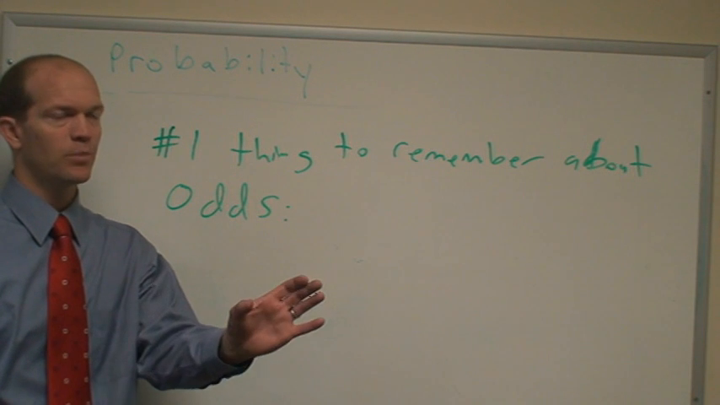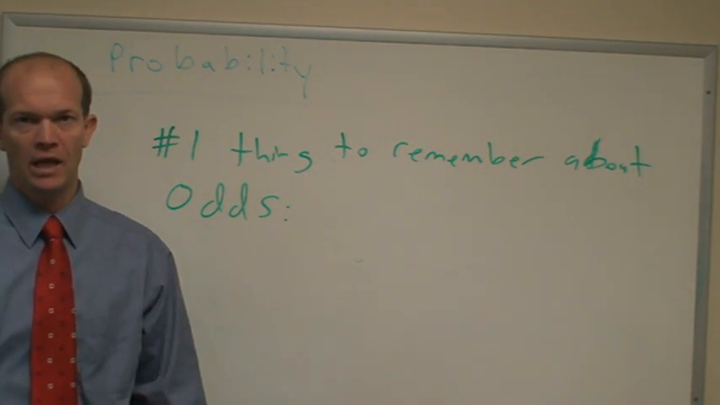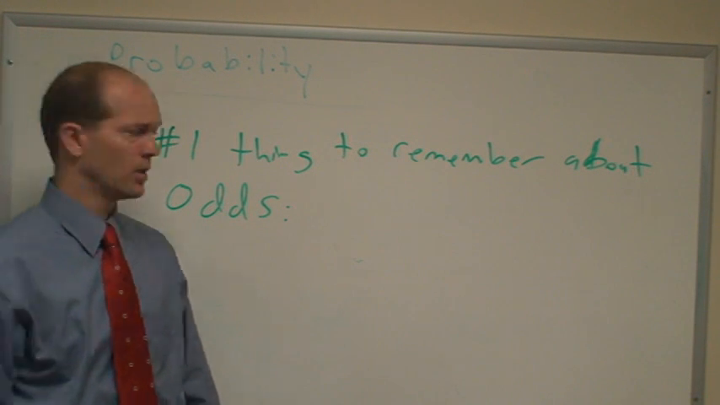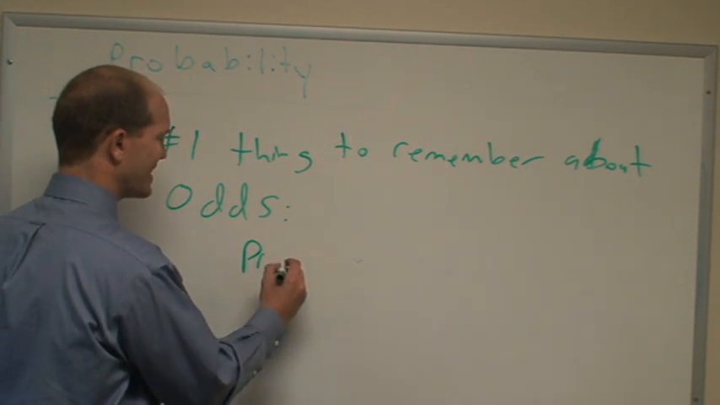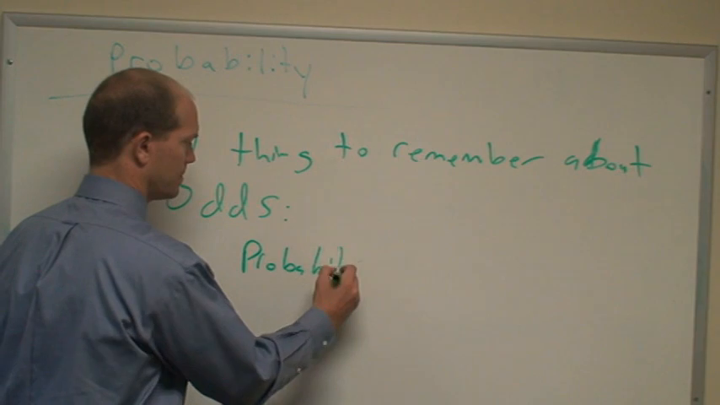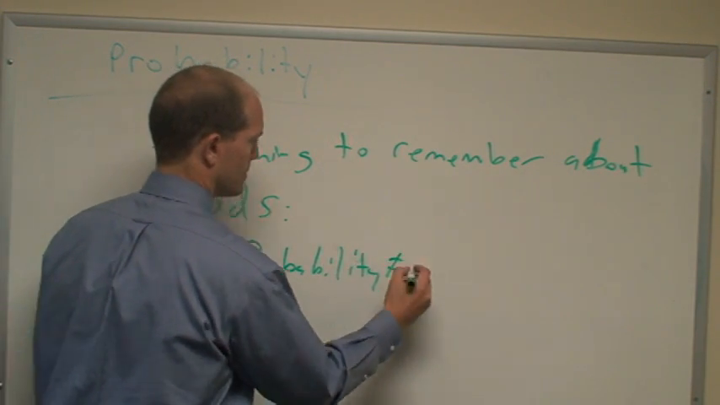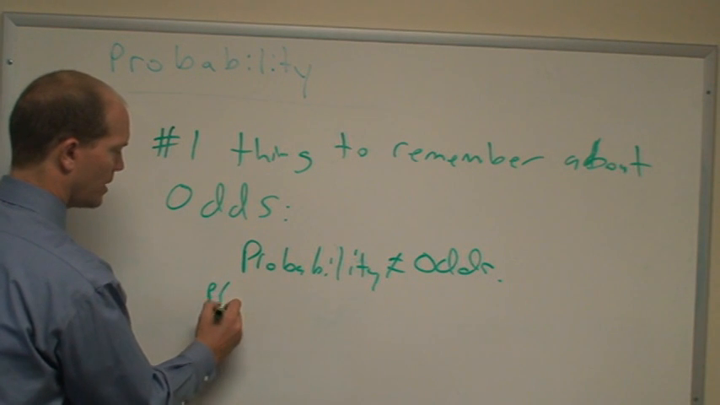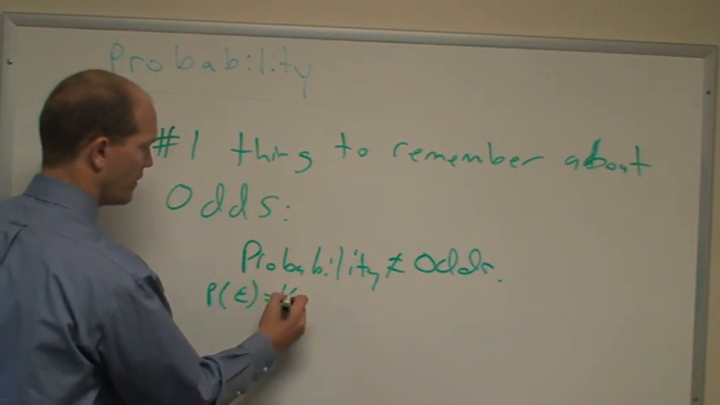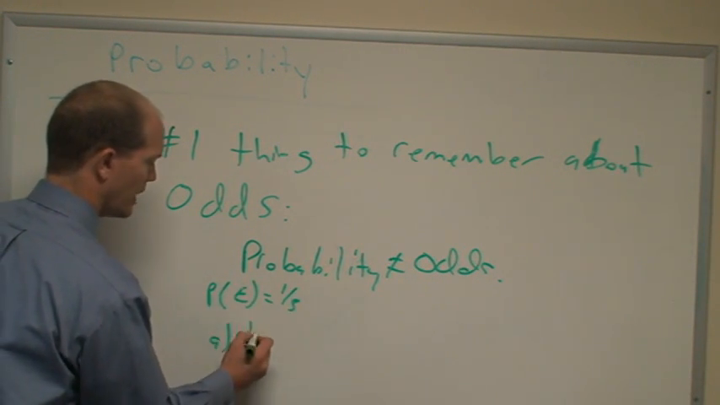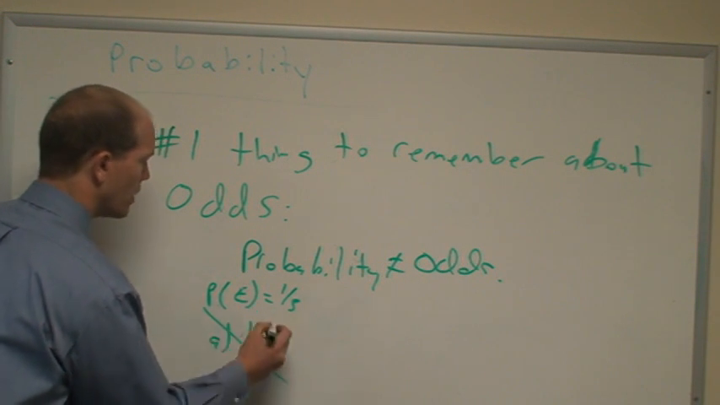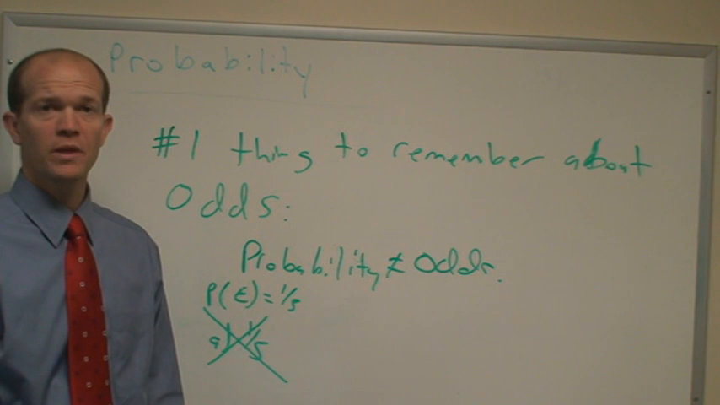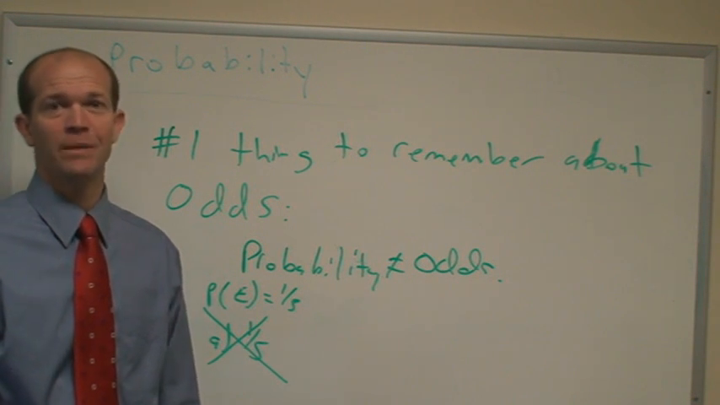Throughout this, we've taken a probability and we've changed it to get the odds. Right? Odds and probability are defined differently. And that's the thing to remember. Probability is not the same as odds. So for example, if you see on a test that the probability of an event is 1/5, and you go down to the answers, and one of them is 1/5, if you cross that out, you will probably get the problem right. The number one thing to remember about probability is that it's not the same as odds.